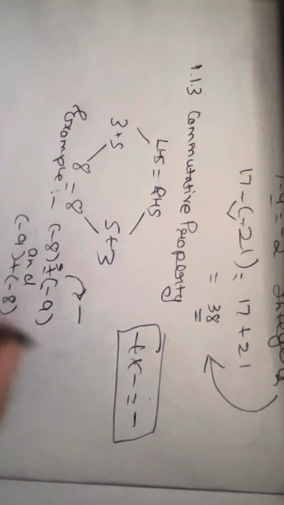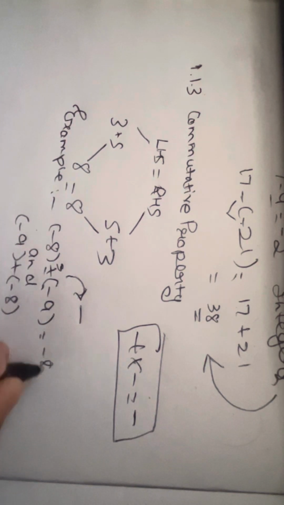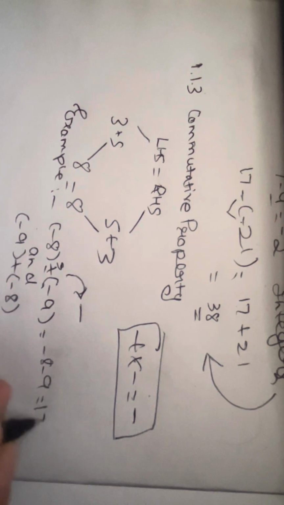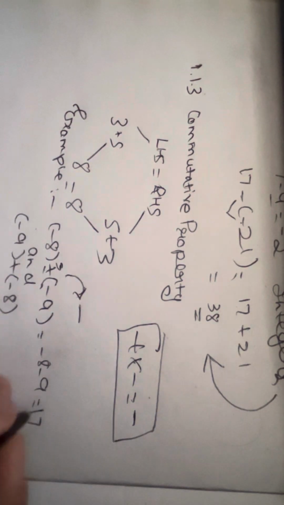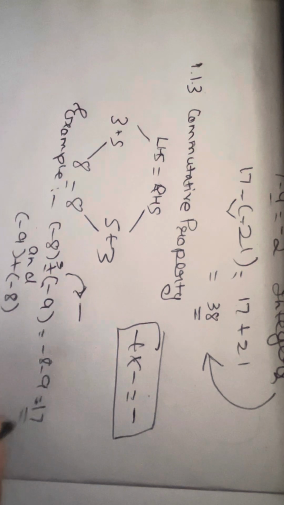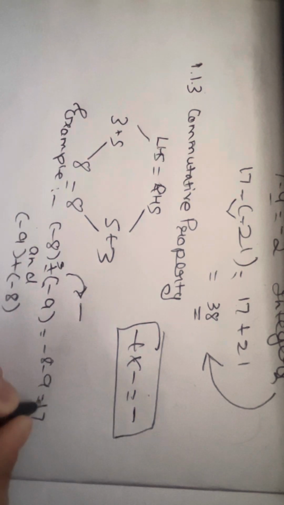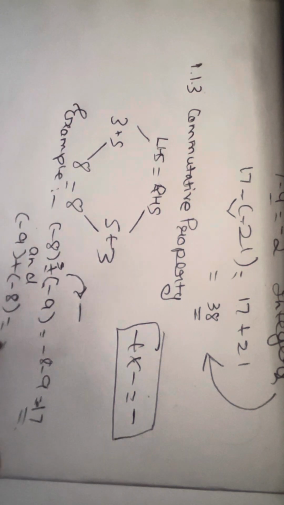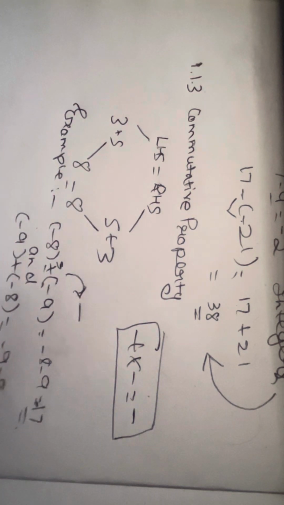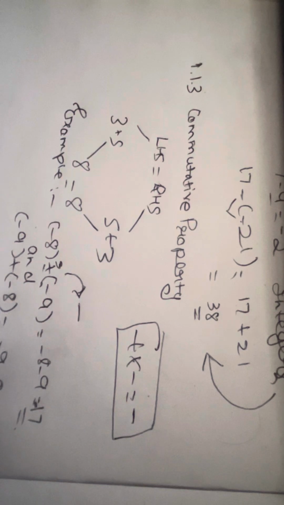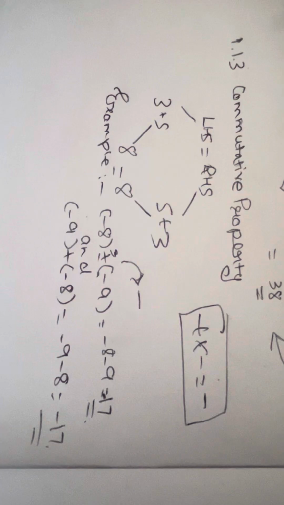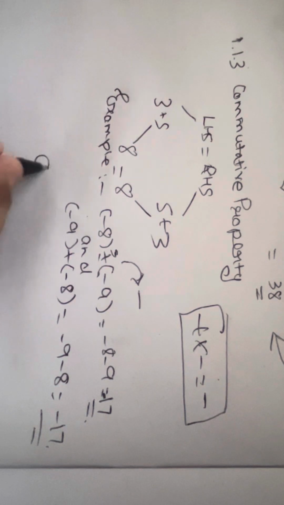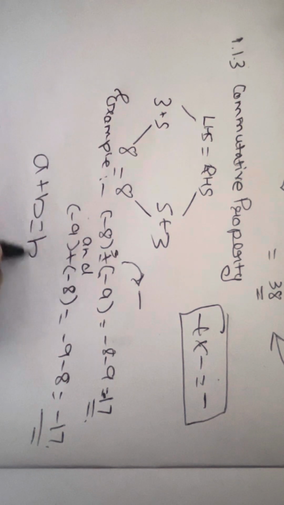So here minus 8 plus minus 9 is minus 17. And here also minus 9 plus minus 8 gives minus 17. The basic formula of commutative property can be a plus b is equal to b plus a.